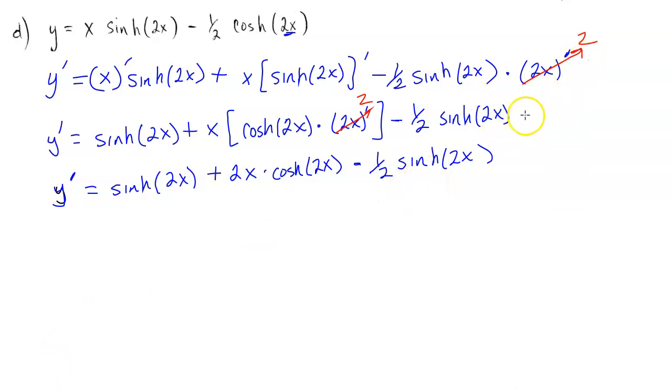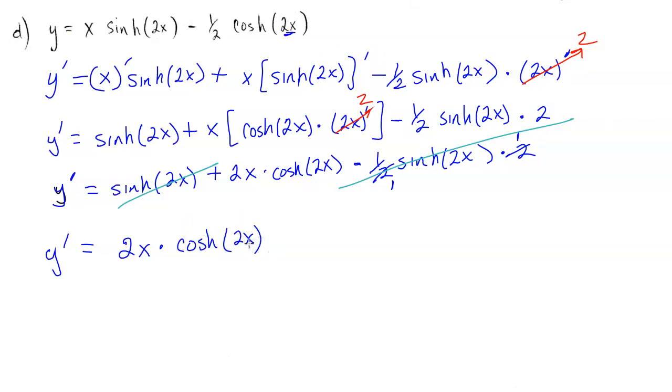And that would be right, but I forgot to bring my 2 down here. So we'll bring down the 2. And so now we know that this 2 and this 2 will actually just be 1. So we'll have both of those terms there cancel to 0. And all we have left is our 2x times cosh of 2x. And that'll be our answer for that question.